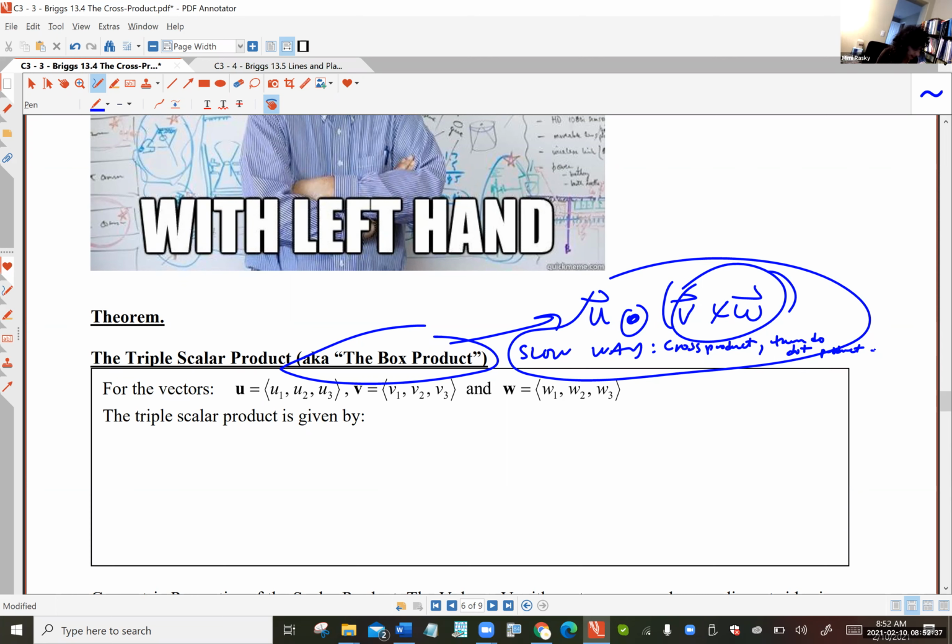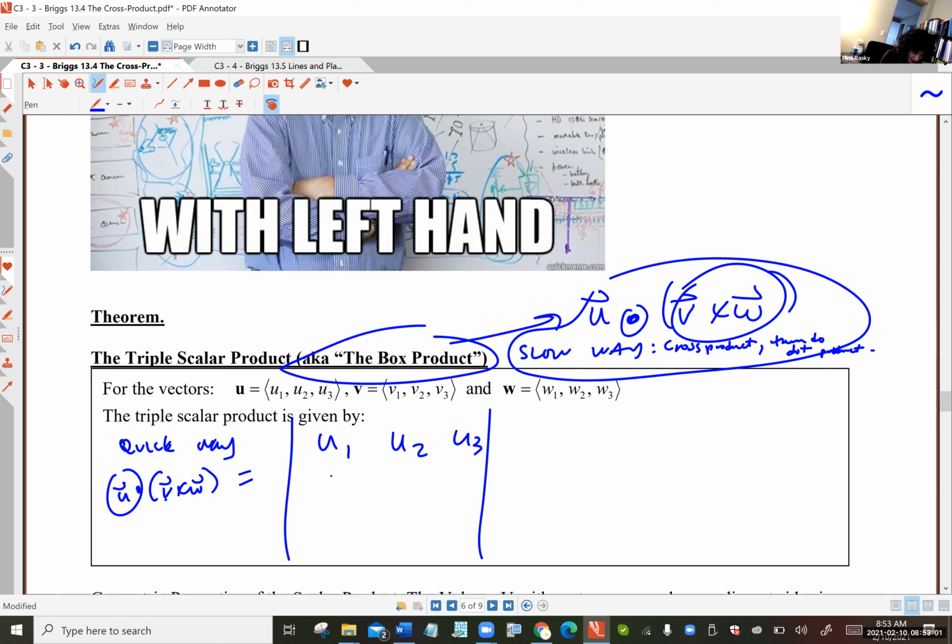So how do you do it fast? Well, you don't do it slow. The quick way is that for U dot V cross W, you're not going to do any dot product or anything. You're going to set up a 3x3 determinant. But instead of putting I, J, and K in the first row, U is going to go in the first row, his components, that is. And then V is next. And then W's components are last.